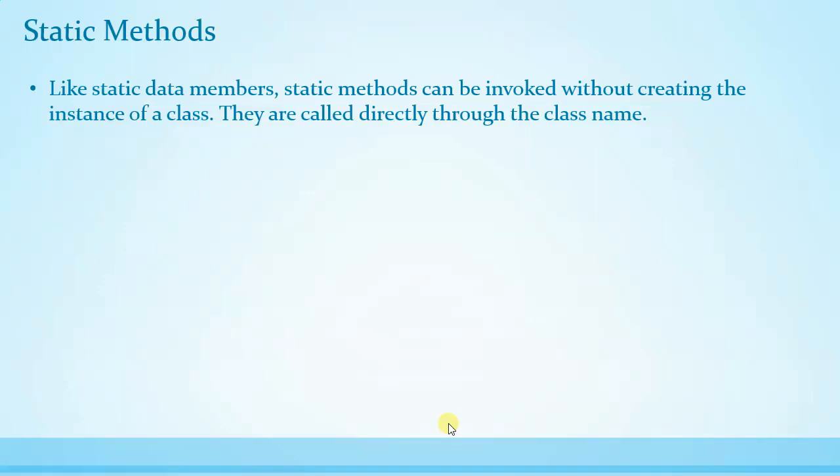Like static data members, a static method can be invoked without creating an instance of the class. The only difference is that previously we accessed a static data member. This time we are making a function call which is static. Like a static data member, the static method can also be called using the class name.